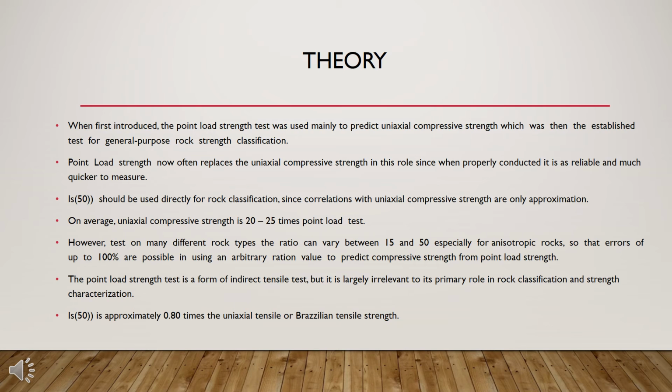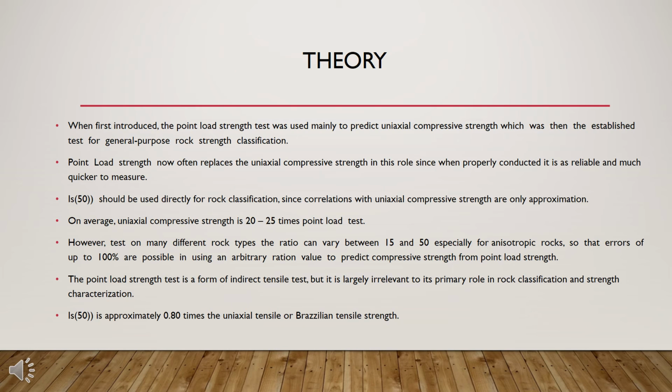Theory. When first introduced, the point load strength test was used mainly to predict unconfined compressive strength, which was then the established test for general-purpose rock strength classification. Point load strength now often replaces the unconfined compressive strength in this role, since when properly conducted, it is as reliable and much quicker to measure. Is50 should be used directly for rock classification, since correlations with unconfined compressive strength are only approximate.